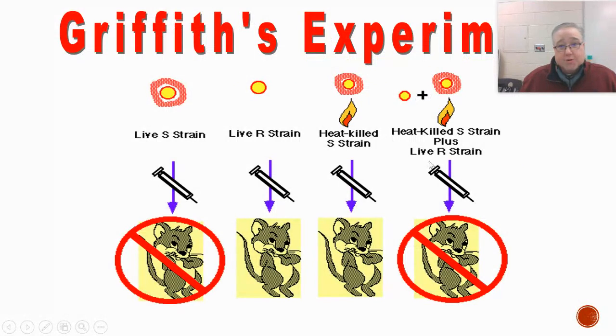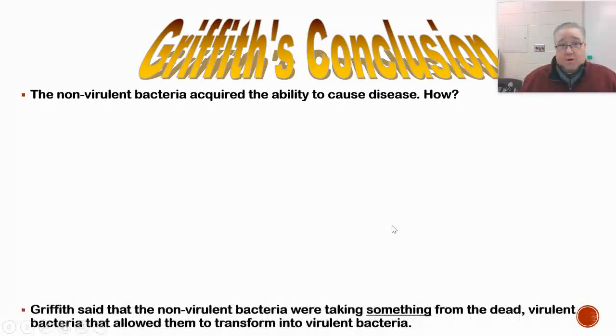I'm going to go back to this real quick. In this last trial, right? The R strain, which normally doesn't cause disease, was actually taking some of the DNA from the heat killed S strain. Just because the bacteria is dead doesn't mean that its DNA is completely useless, right? So if the R strain bacteria took the S strain's DNA, then it now can cause disease. So that's what was going on there.